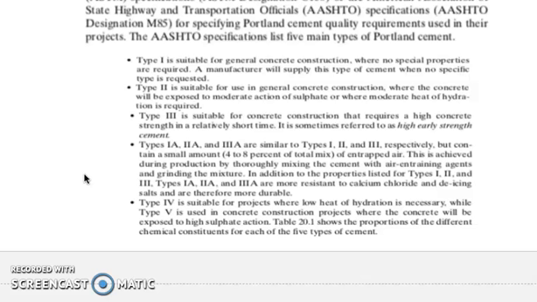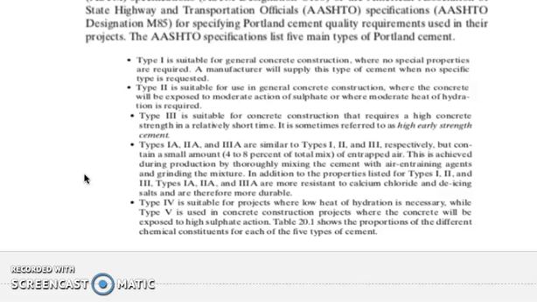Then we have the type 2, suited for general concrete construction where the concrete will be exposed to moderate action of sulfate or where moderate heat of hydration is required. Then we have type 3. This is suitable for concrete construction that requires a high concrete strength in a relatively short time. It is also sometimes referred to as high early strength cement. Then type 1A, type 2A, and type 3A are similar to type 1, 2, and 3 respectively, but contain a small amount, 4 to 8% of the total mix, of entrapped air.